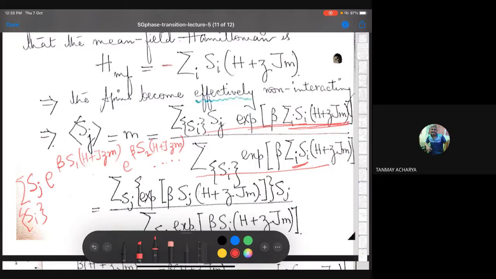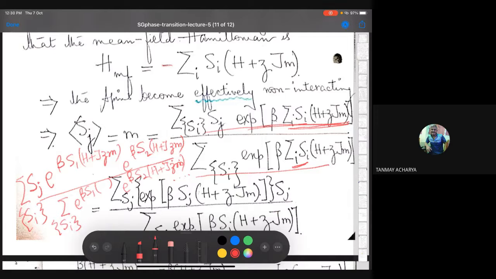And what is the denominator? The denominator will be again summation over Si, and then you have e to the power beta S1 (H plus JZM), e to the power beta S2 (H plus JZM), etc. Now you will see that all terms in the numerator and the denominator that do not contain Sj will cancel.